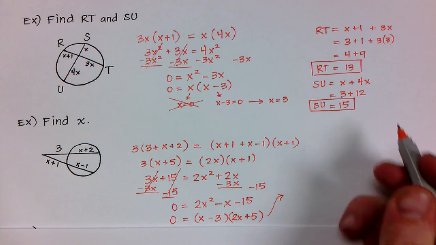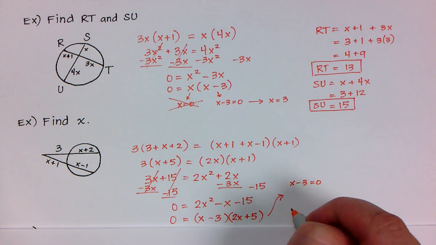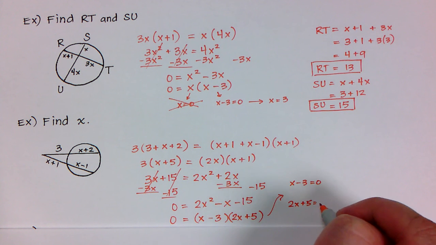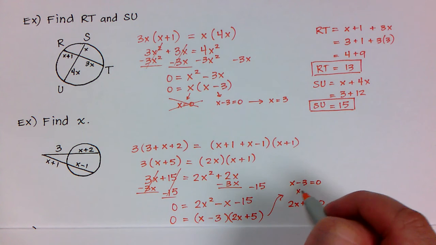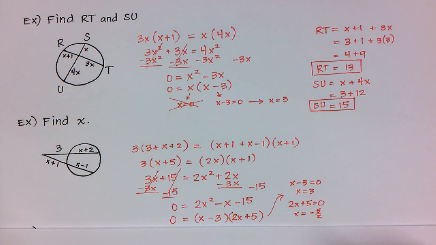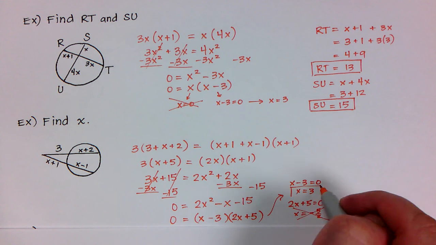So same thing we did before. Let's set them both equal to 0. So x minus 3 equals 0. And also 2x plus 5 is equal to 0. Here, I see the x equals 3. And here I find the x equals negative 5 halves. Well, looking here, if I have a negative number that I plug in, then the length is going to be negative. So I know that that's not going to work out. So I found that x equals 3. This is my final answer.